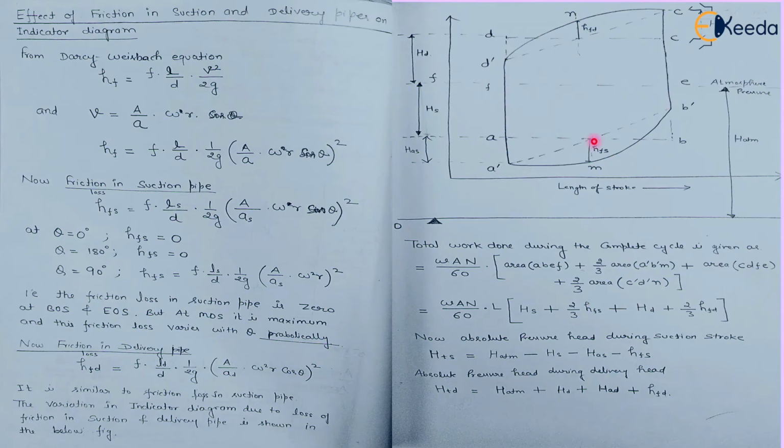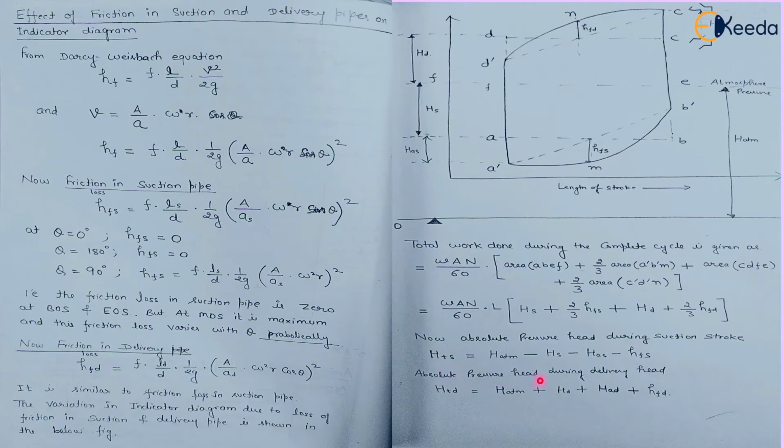ABEF, this one area, plus 2/3 of this area, and this area plus 2/3 of this one area. You see here, easily I have written all these things. Now what is the absolute pressure head during the suction stroke? The absolute pressure head in the suction stroke will be H_atm minus, if I take the bracket, then it will be H_s plus h_as plus h_fs. These are the total head. So this minus I have multiplied, and that's why it is written like this.